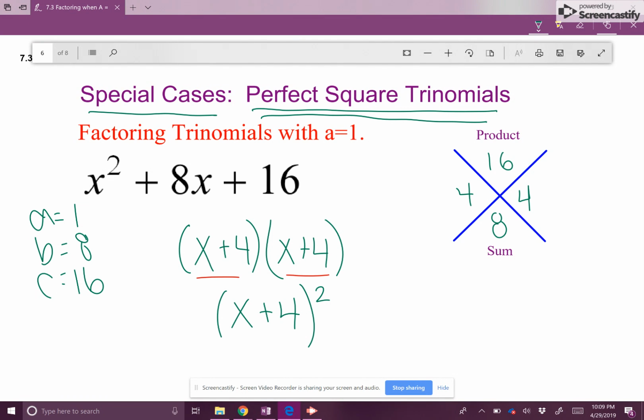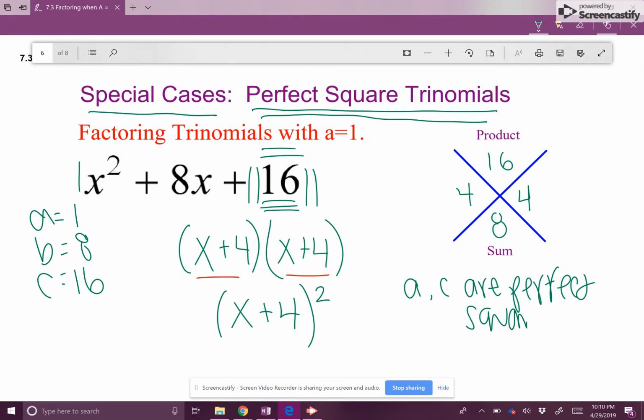Another quick way to identify perfect square trinomials is that your c value will be a perfect square. Your a value, which in our case was 1, is also a perfect square. And your b value is twice the square root of a times the square root of c. So a and c are perfect squares, and your b value is equal to twice the square root of a times the square root of c. That's how to identify it.